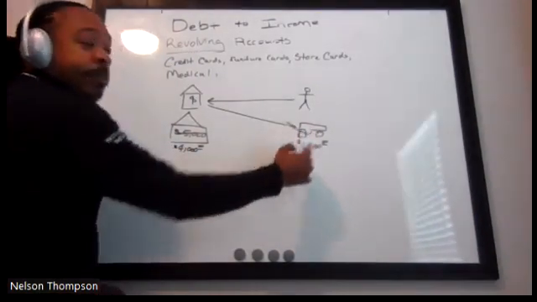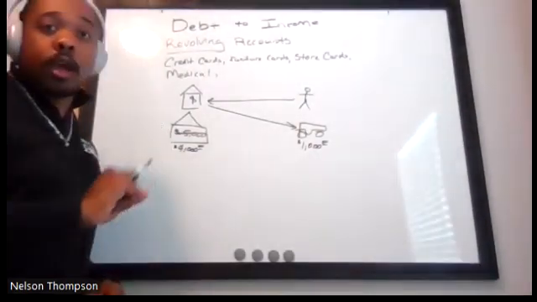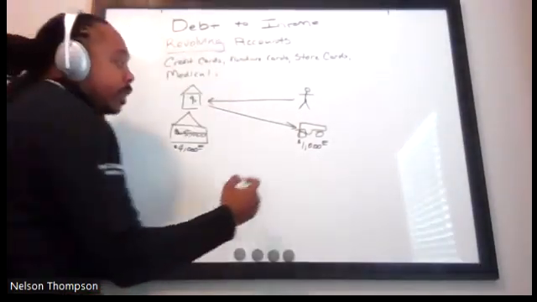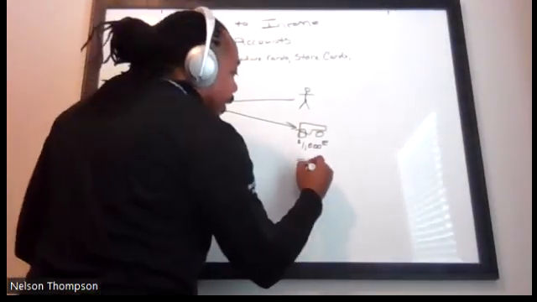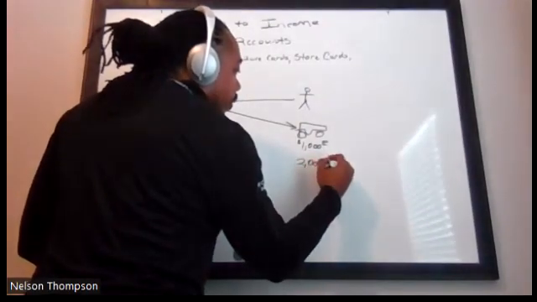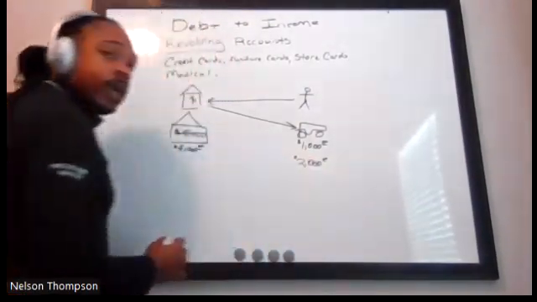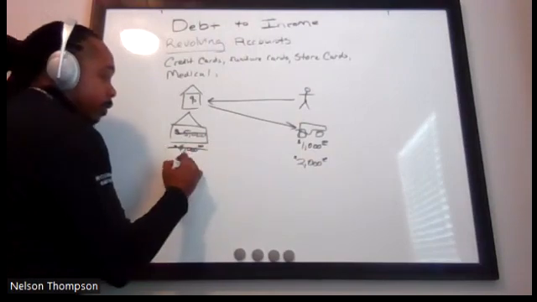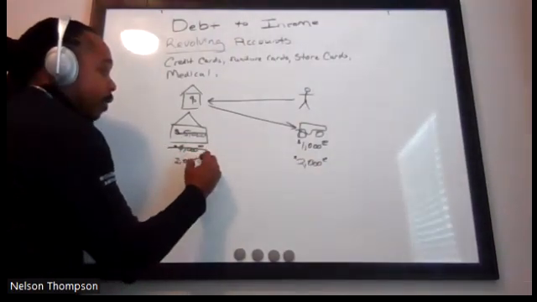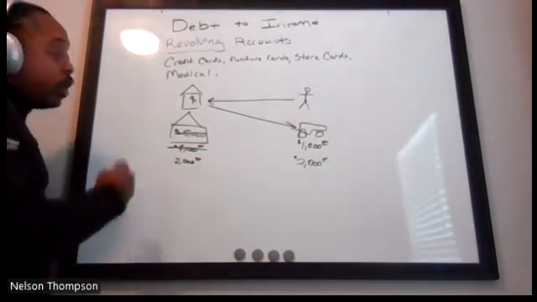Let's say before you got home, you're like, oh man, I want to go to that store. I've never been to that store. You walk in that store, you drop another $2,000 on that same credit card. You've got $2,000 left. Then you pay it.